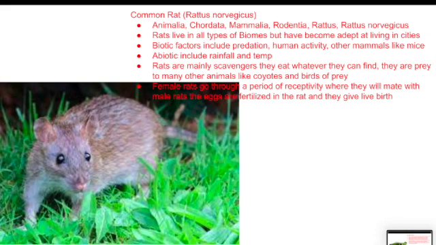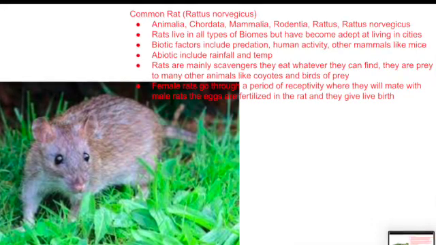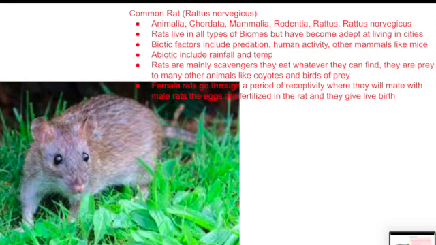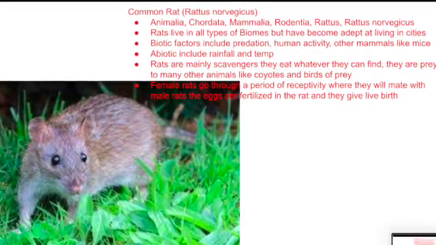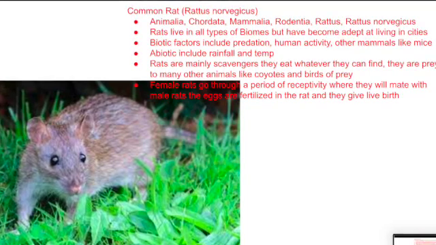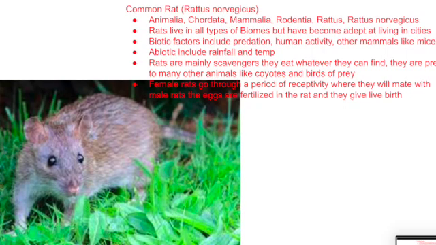Next, we have the common rat, otherwise known as Rattus norvegicus. The taxonomic ranks are Animalia, Chordata, Mammalia, Rodentia, Rattus, and Rattus norvegicus. Rats live in all types of biomes but have become adept at living in cities.